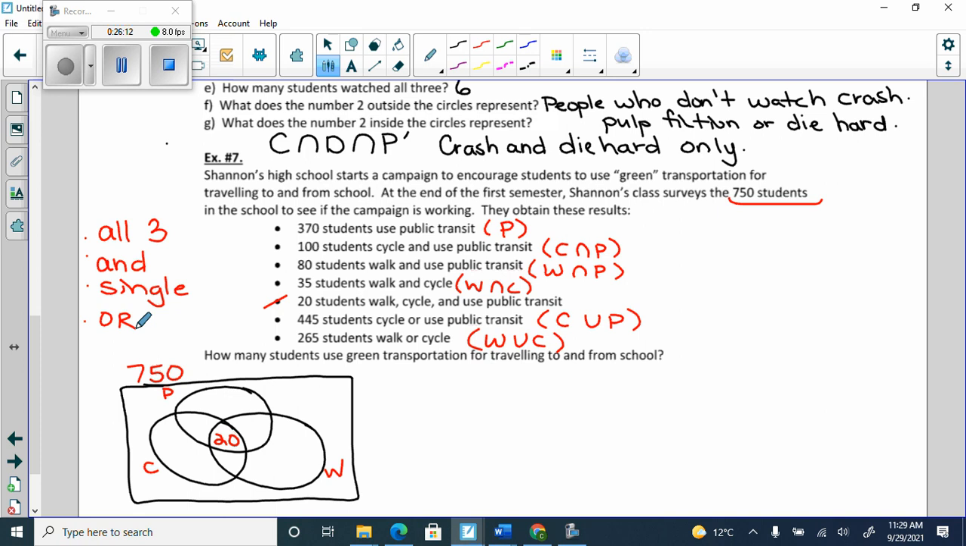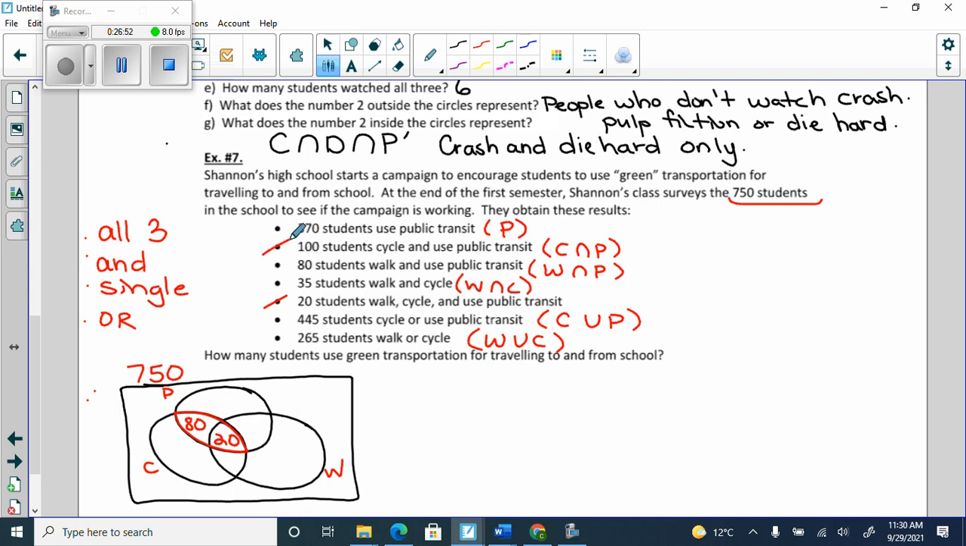Now, it says here that 100 students cycle and use public transit. Does it say cycle and use public transit only? If it said only, I would go here and I'd put 100 in this spot right beside the 20. 100 would go here, correct? But it doesn't say only, does it? And cycle and public transit is actually the eyeball. How many are already in there? 20. So how many actually cycle and public transit only? 80. So the only time I don't subtract is if they have the word only, or they have cycle and public transit but don't walk, or something like that. Okay? So we're done this one. I'm going to check it off.